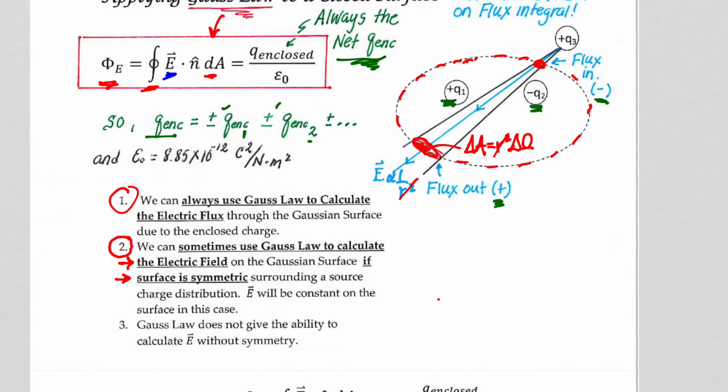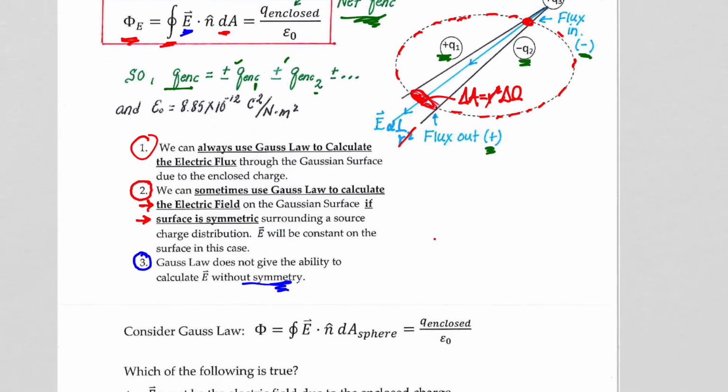Gauss's law in general does not give us the ability to calculate the electric field. We must have symmetry to be able to do that. In other words, our dashed red Gaussian surface here has to be spherical around a point charge, or cylindrical, we'll see, around a line charge.